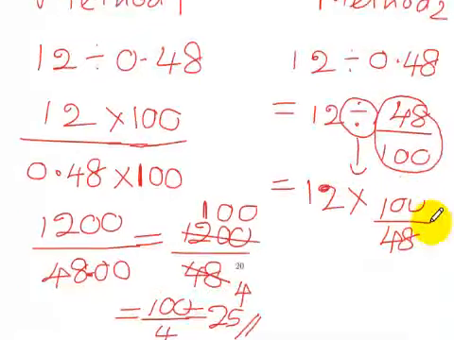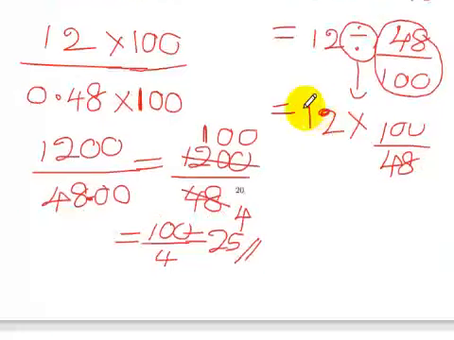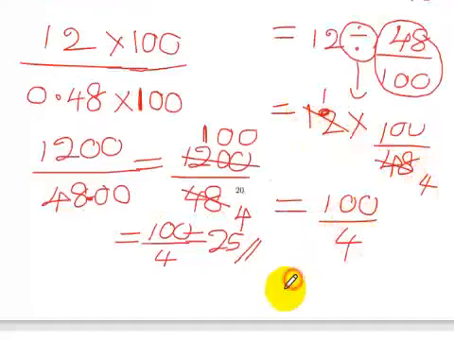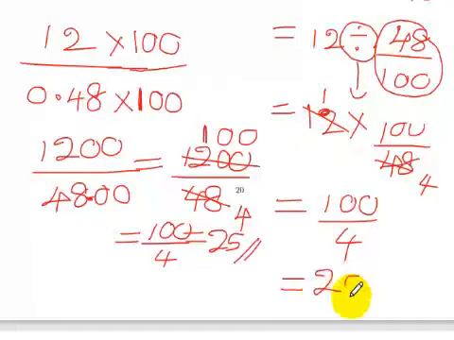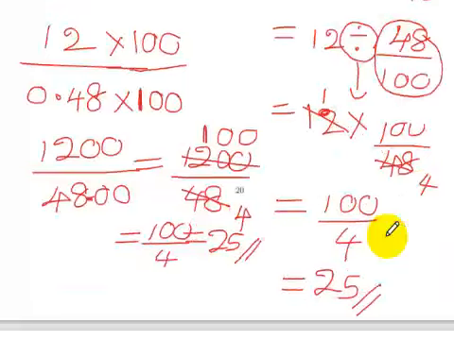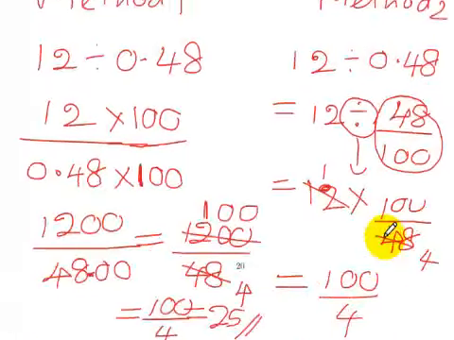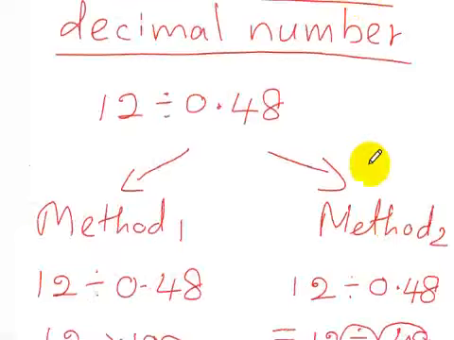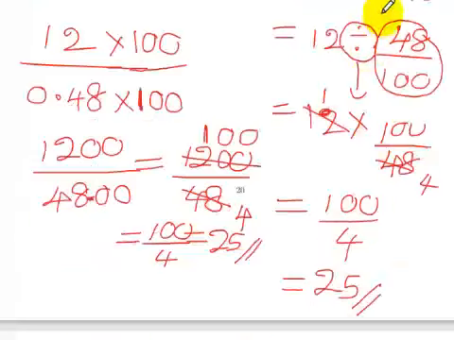Now we can simplify both values. You can divide by 12. 12 divided by 12 is 1. 48 divided by 12 is 4. 100 divided by 4, answer is 25. You got the same answer from both methods. So you can use any method to solve this type of problem. Okay. We will move to the next part.